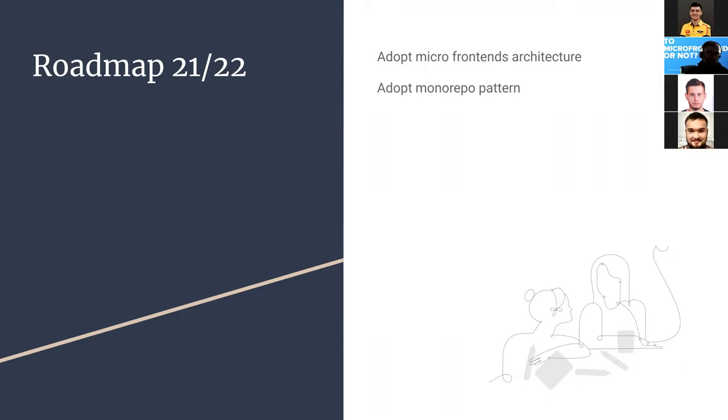And on our roadmap for next year, we have two items to adopt. The first one is actually to support microfrontends architecture to help us with the code review process that I mentioned, where you have to wait on somebody to approve your work. And also mentioning the monorepo pattern, as at least the team thinks it could be complementary to microfrontend architecture, but it's definitely not a must there.